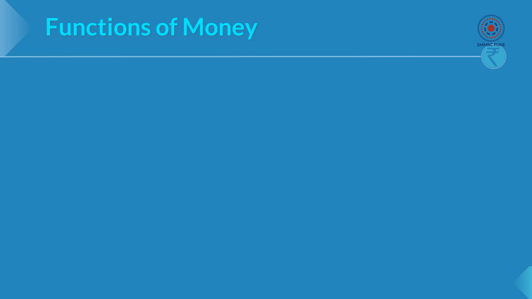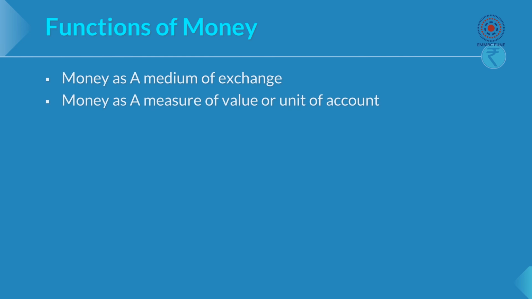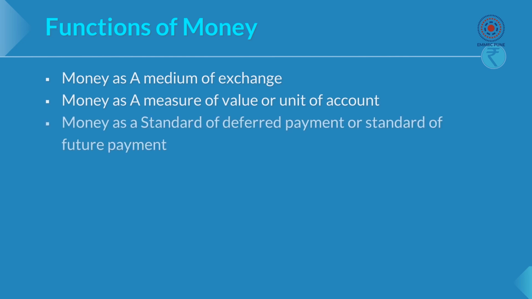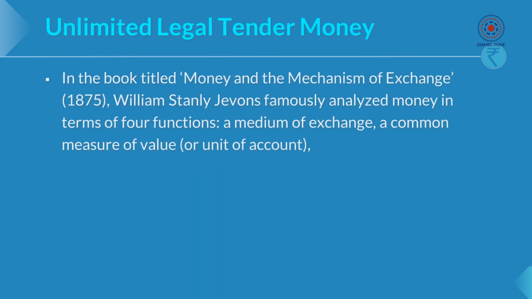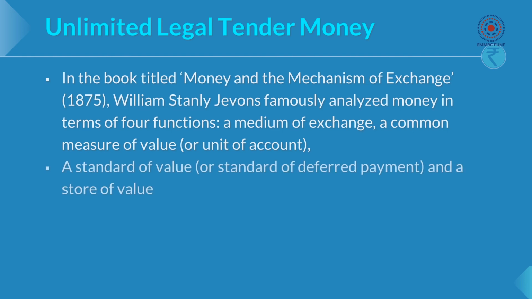We will discuss different functions of money, namely money as a medium of exchange, money as a measure of value or unit of account, money as a standard of deferred payment or standard of future payment, and money as a store of value. In the book titled Money and the Mechanism of Exchange, William Stanley Jevons famously analyzed money in terms of 4 functions: a medium of exchange, a common measure of value or unit of account, a standard of value or standard of deferred payment, and a store of value.